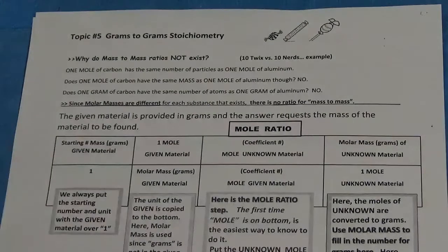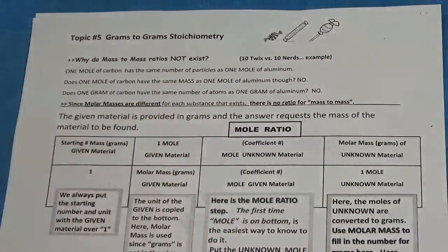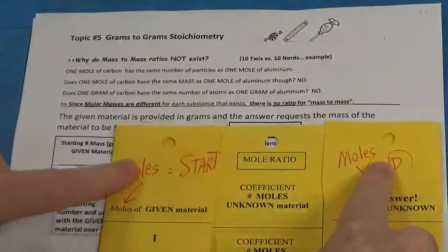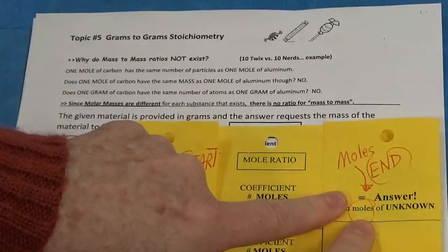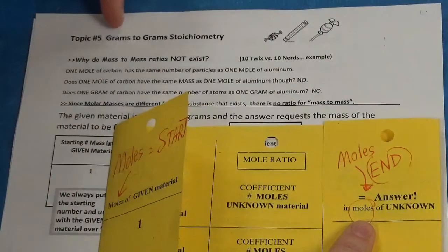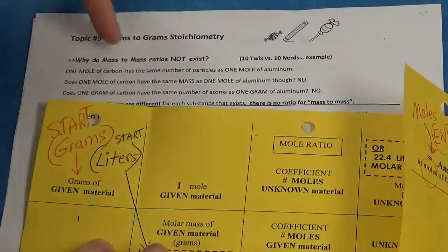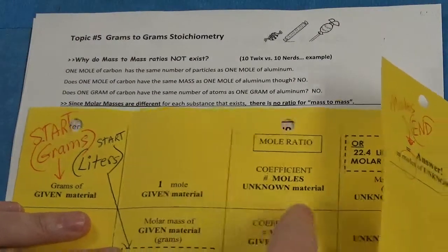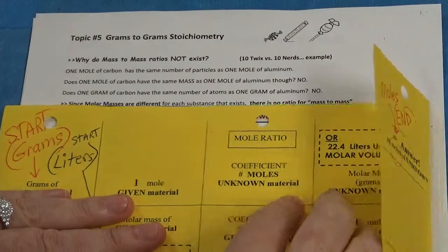Okay, in this video I'm teaching you about grams to gram stoichiometry. When we use the foldable, if it's closed, it starts with moles or ends with moles. In order to start with grams, we have to have the foldable open, and we'll use a molar mass on this step to convert it to moles. We'll then use the mole ratio with the coefficients from the equation here.